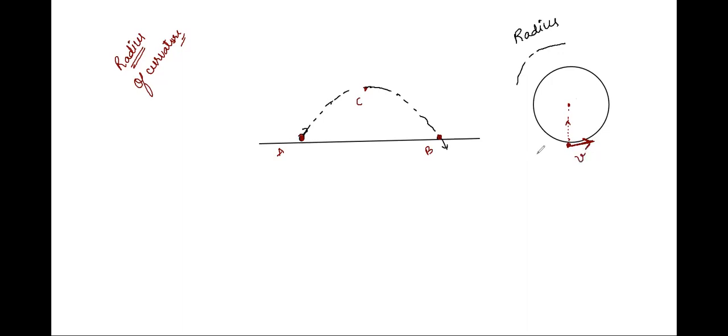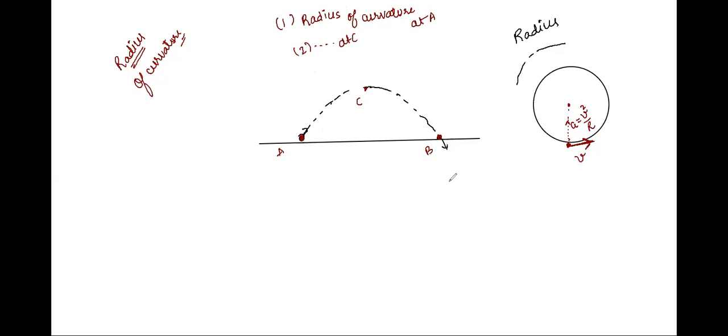Velocity is oriented along the tangent, and there is an acceleration called centripetal acceleration, which is oriented along the radius. It is also called radial acceleration, given by v square by r. For this concept of radius of curvature, the question will ask you: what is the radius of curvature at the starting point, at A? And then you might be asked to find the same at C.